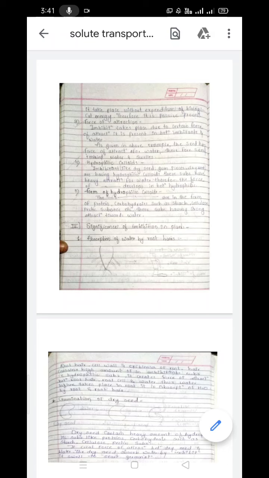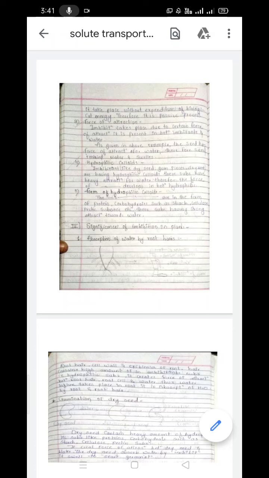Next is the force of attraction. So imbibition takes place due to a certain force of attraction. It is present in between imbibants and water. तो यहाँ पे फोर्स ऑफ अट्रैक्शन तैयार होता है जो वाटर एंड इम्बाइबेंट्स जो भी है उनके बीच में फोर्स ऑफ अट्रैक्शन तैयार होता है और एक इम्बाइबेशन होता है.